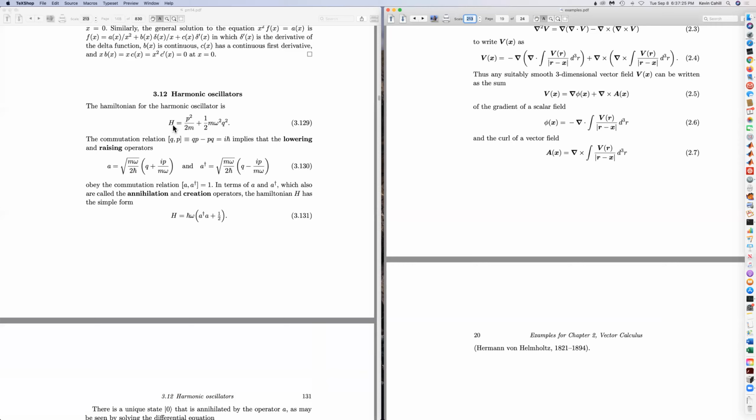First of all, we have the Hamiltonian for the harmonic oscillator, which is p squared over 2m plus a half m omega squared q squared. Q is a position operator, P is a momentum operator. The commutator of Q with P, which is, of course, defined as QP minus PQ, is i h bar. And that implies that the lowering and raising operators, defined in this way, obey the commutation relations, a dagger is 1. These are also called annihilation and creation operators because we use the same notation in quantum field theory.